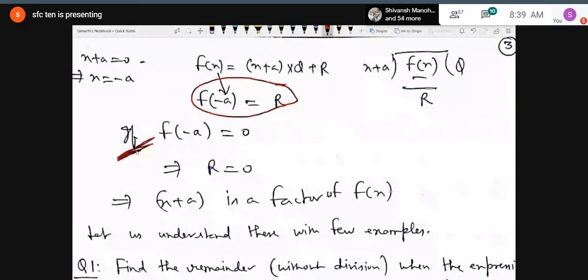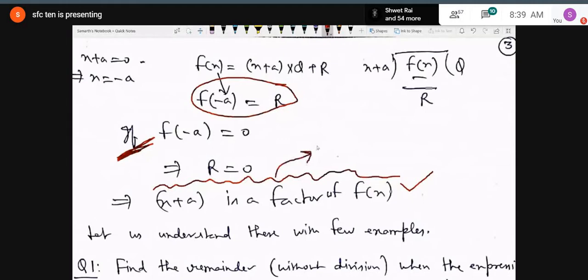So in case the divisor is dividing the dividend completely, that means the remainder is equal to 0, that means the divisor, whatever it is, is a factor of the rational integral function. Now let us understand this very easily. First of all, I'm telling you the application of the remainder theorem without actual division.